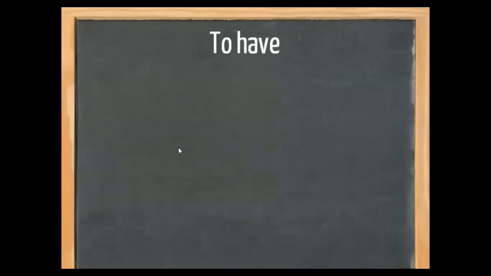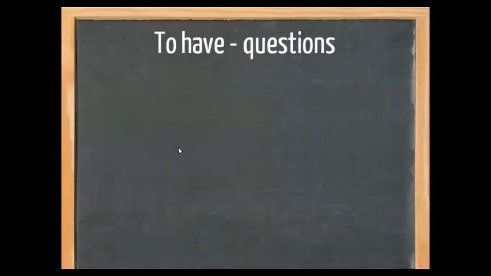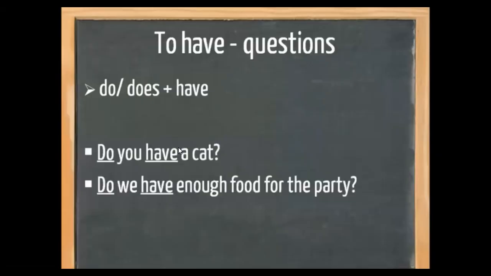First, we're going to take a look at to have in affirmative sentences. I have brown hair. She has a wonderful voice. They have a lively mother. Now let's have a look at to have in questions. To make a question, we need an auxiliary verb. With have, we either use do or does. Do you have a cat? Do we have enough food for the party? Do they have a sister? Please note that we use does only when it concerns he, she, and it, or third person singular.